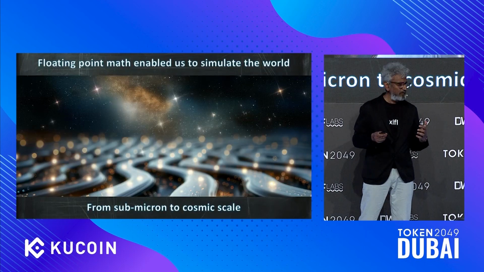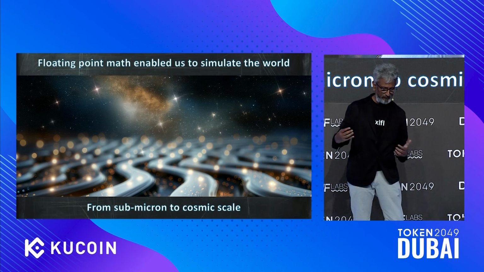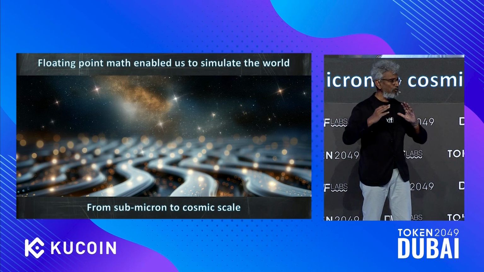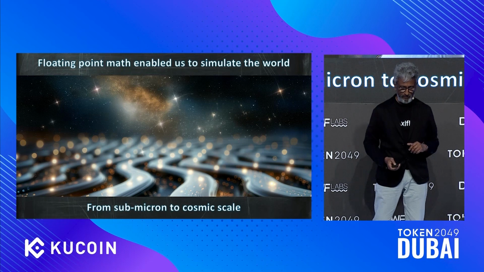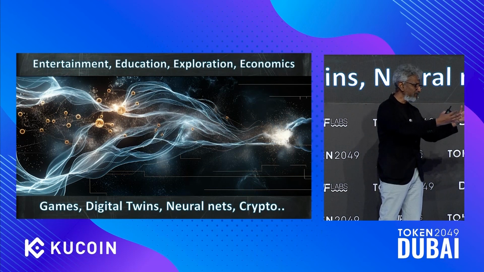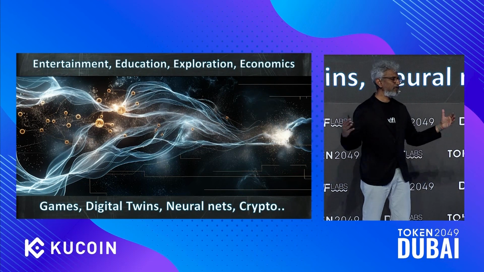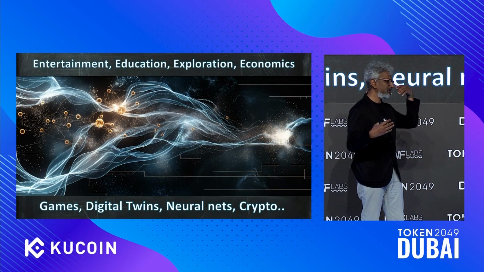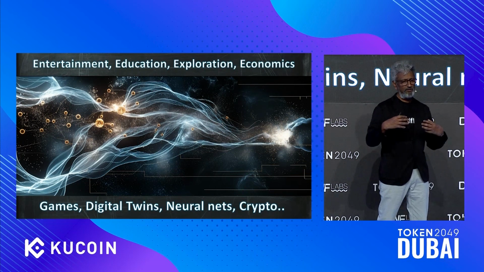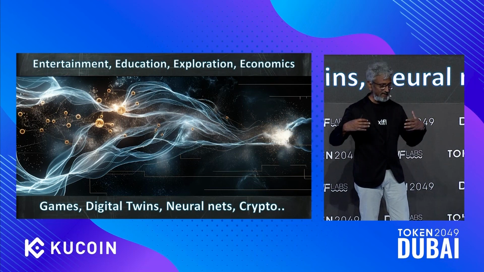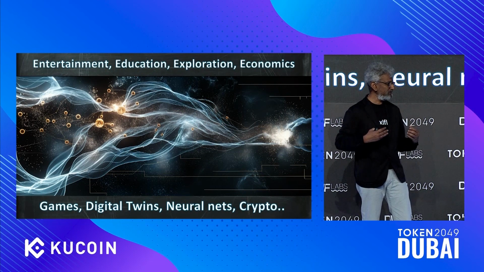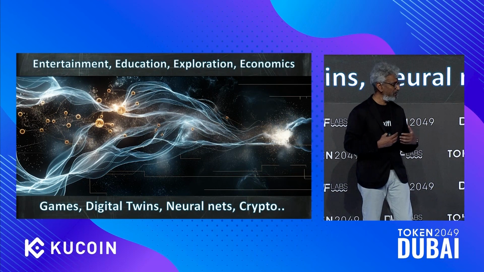With this magic, what did we do? Floating point enabled us to simulate the entire world, from submicron scale to cosmic scale. This is why our lives depend on computing right now. What did we do with this? We have our entertainment in the form of games and movies coming through these floating point operations. Education: if you look at ChatGPT as an education mechanism, it is because of floating point operations. Exploration: you can do simulated space travel, you can simulate a robot on a computer. And then, of course, central to this conference, economics: you all used computation to validate various transactions.